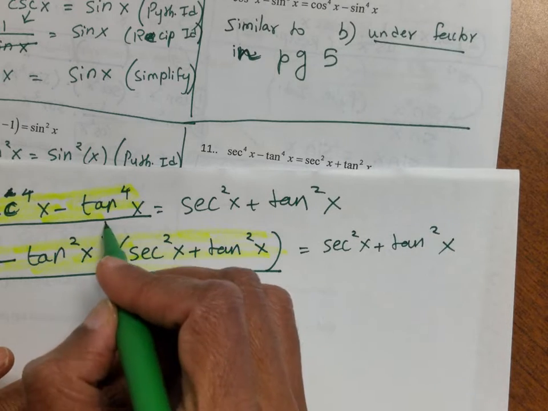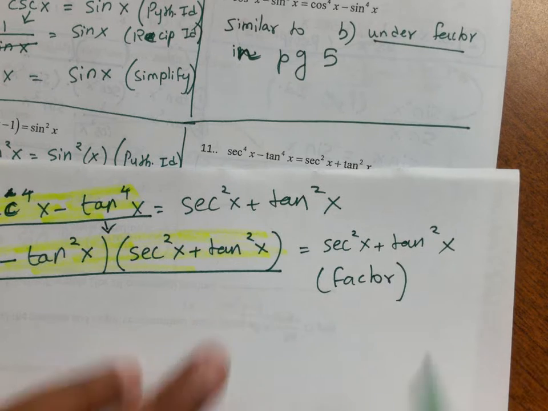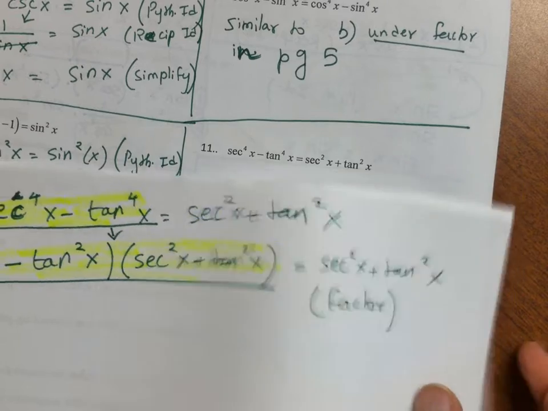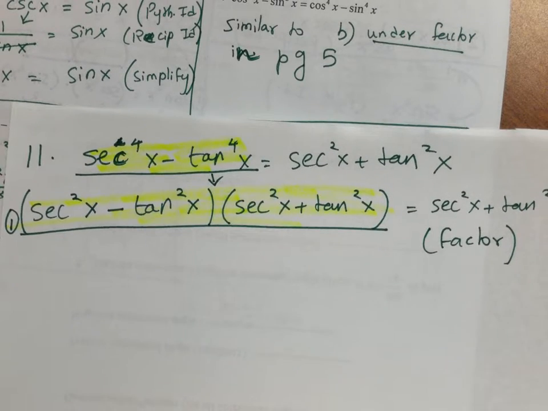And what did I do? To go from here to here, I did factor. I got to step 1 by factoring. Yeah, we're all good. Now what do I do?